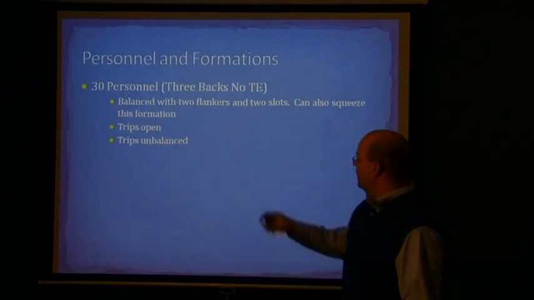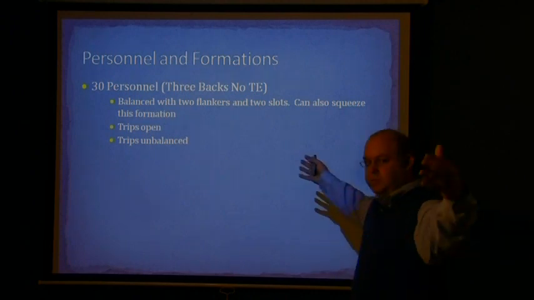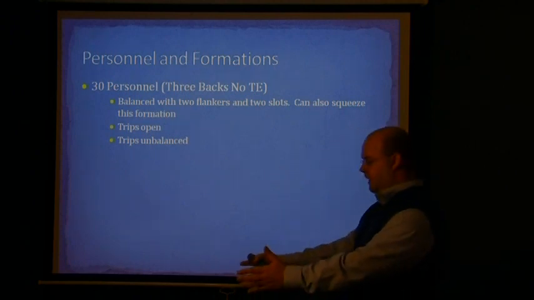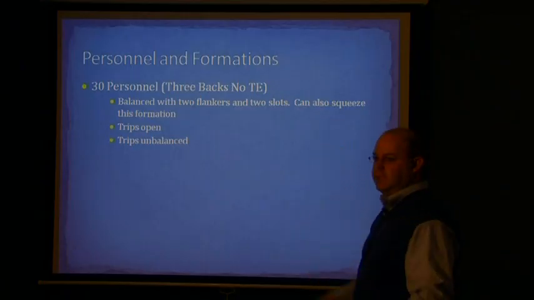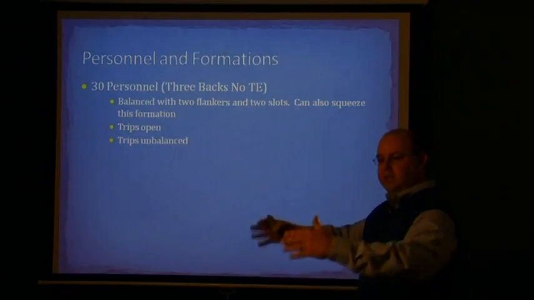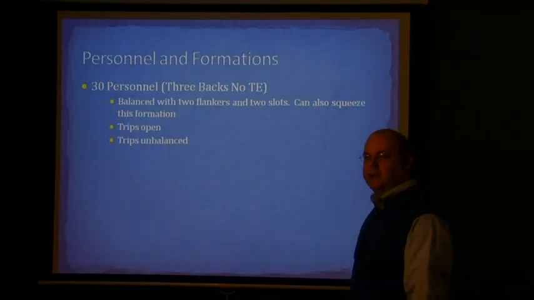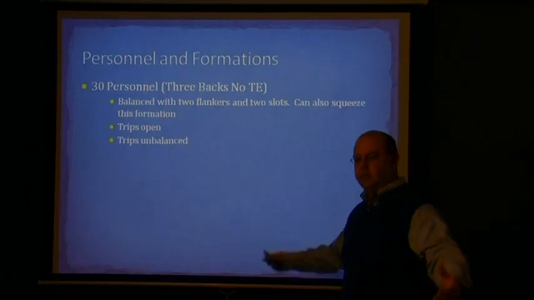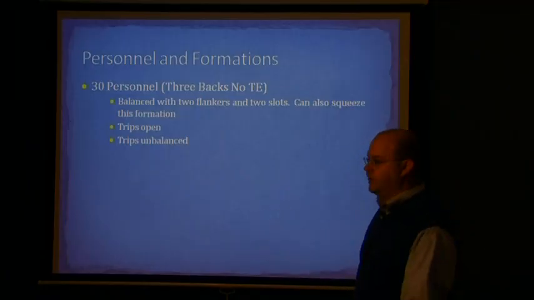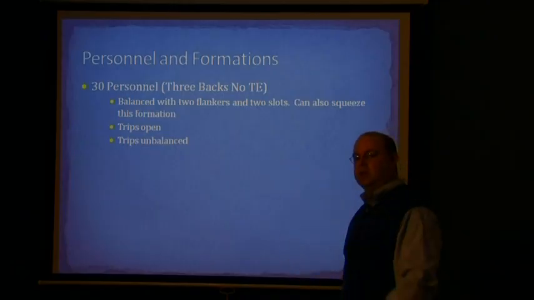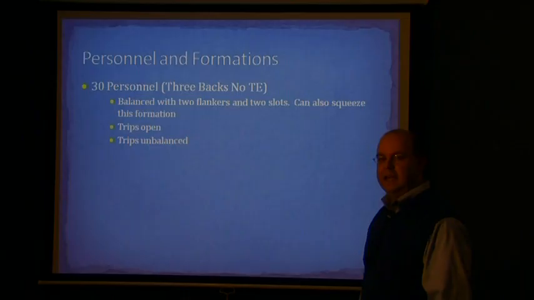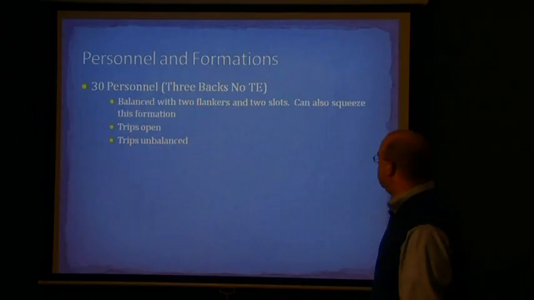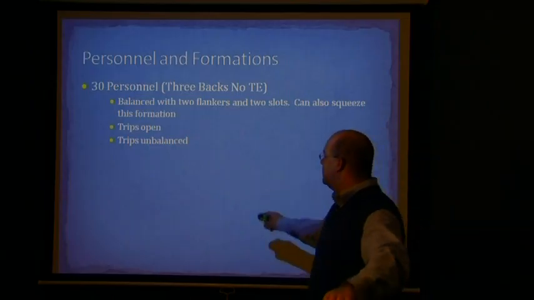So our 30 personnel formations is a balanced formation with 2 slots, in the normal spot, and 2 receivers. If the ball's in the middle of the field, the 2 outside receivers line up at the top of the numbers. So that we feel that gives us a good spread on the field, gives us a good read of where the defense is lined up and what they're going to do to us. So that gives us the good spread.